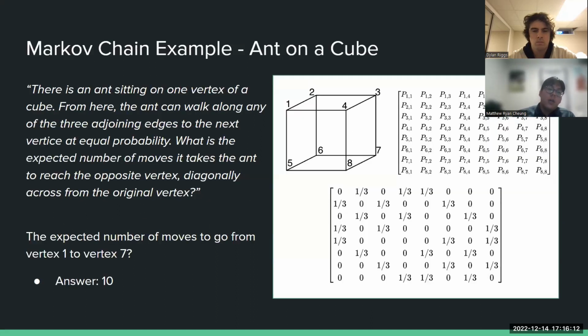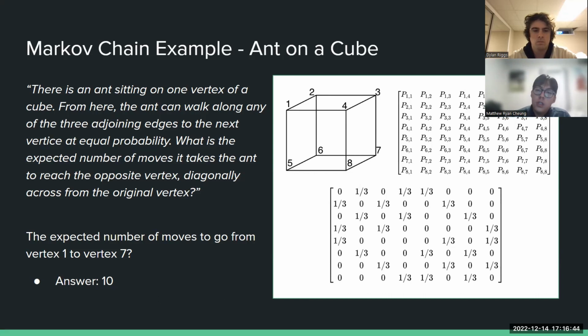So one classic problem in Markov chains is the ant on a cube problem. Basically, we have a cube with labeled vertices, and there's an ant sitting on one of these vertices, and it can move along each of the adjoining edges at equal probability, which would be one third probability. And we want to know how many moves it will take to move to the opposite diagonal vertex. This question specifically, we're asking from vertex 1 to 7.